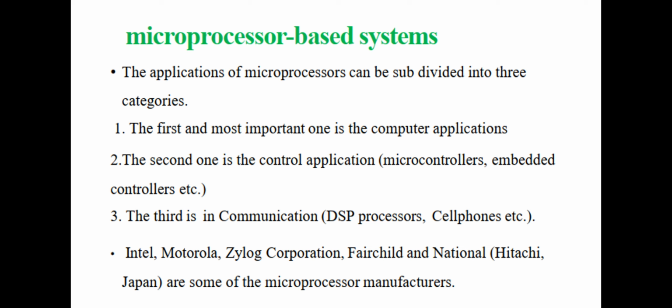Microprocessor-based systems. The applications of microprocessors can be subdivided into three categories. First, and most important, is computer applications. Second is control applications: microcontrollers, embedded controllers. Third is communication: DSP processors. Intel, Motorola, Zilog Corporation, Fairchild, National, and Hitachi, Japan, are some of the microprocessor manufacturers.